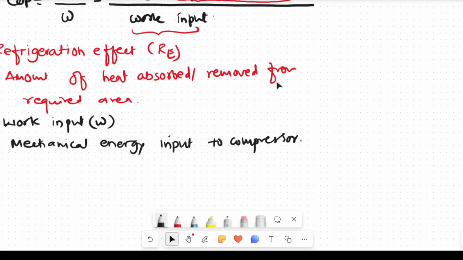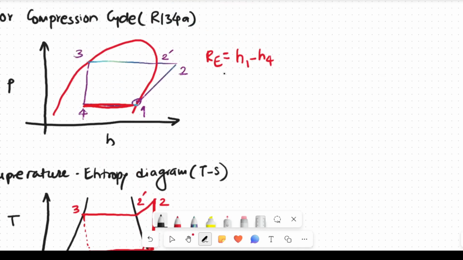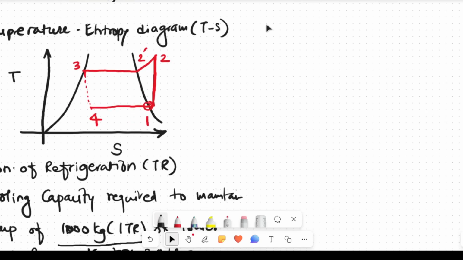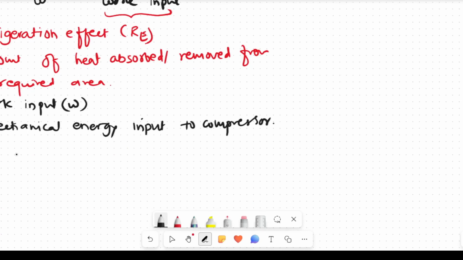Okay, let's go back to our diagram. If we talk about this pH diagram, the compression is shown by the process 1 to 2. So small w is equal to H2 minus H1. The length of the line 1 to 2 tells us whether the work input to the compressor is bigger or smaller.